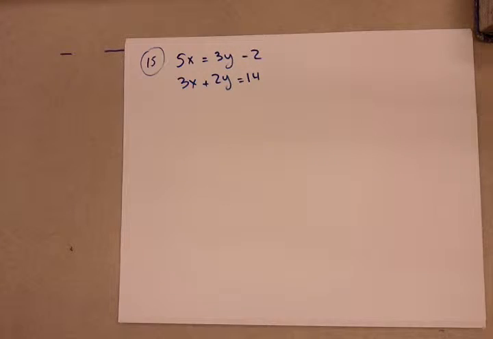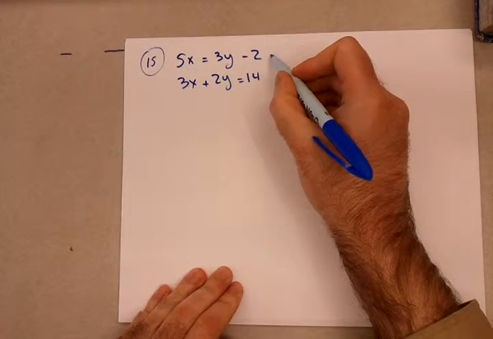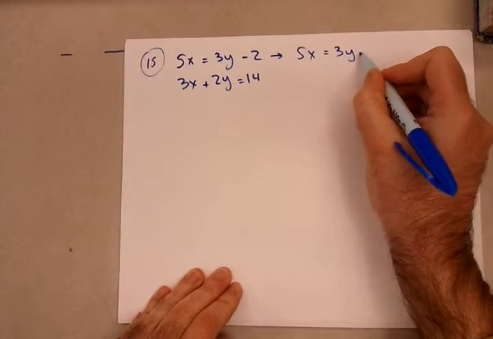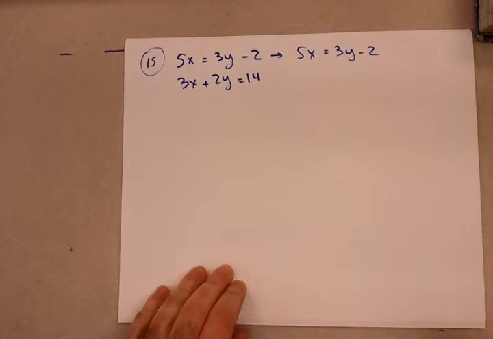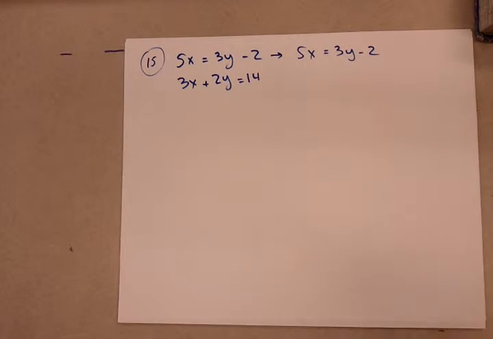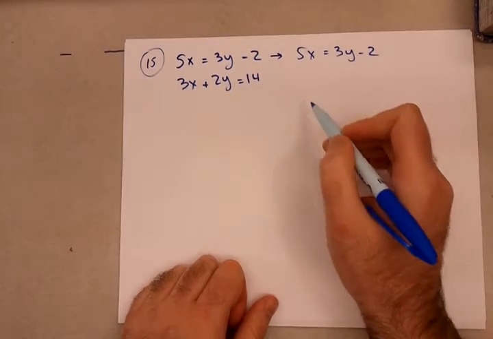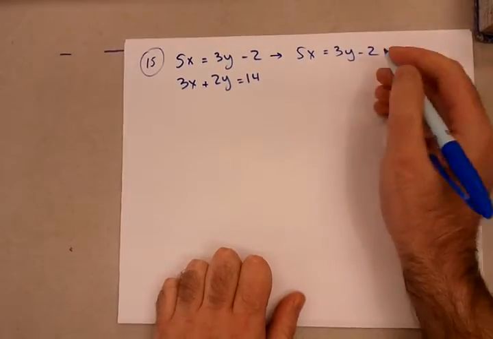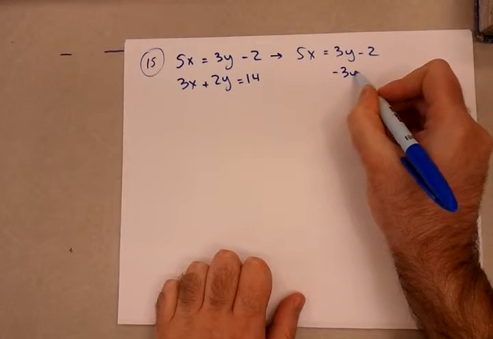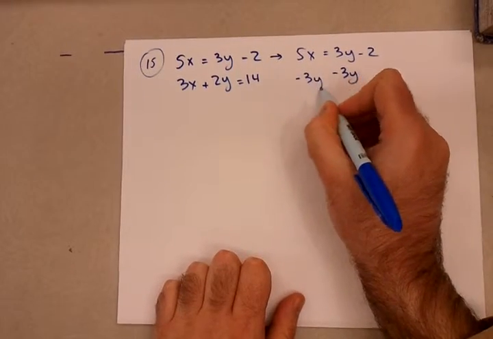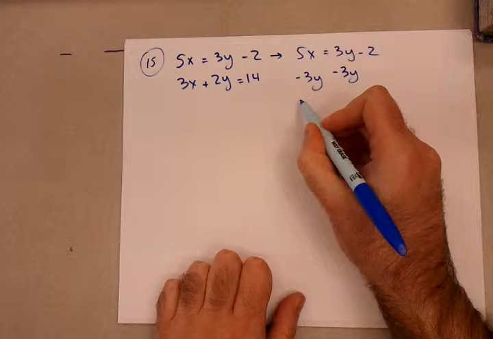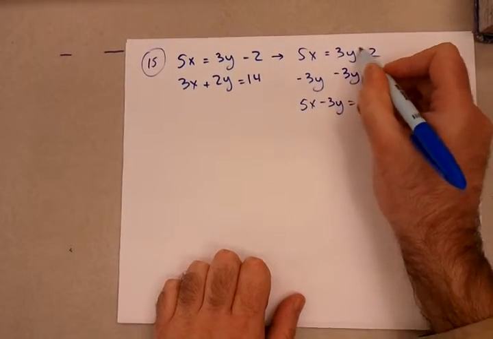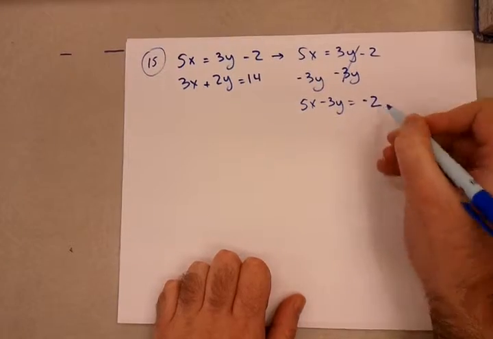So what I'm going to do, I'm going to rewrite the top problem right over here, and then I'm going to make it so both the x and y are on both sides. So I'm going to move the y to the left. I could move the x to the right as well, but I'm trying to match the top one so it looks like the bottom one. So I'm going to subtract 3y from both sides. Once I do that, I get 5x minus 3y equals to negative 2.